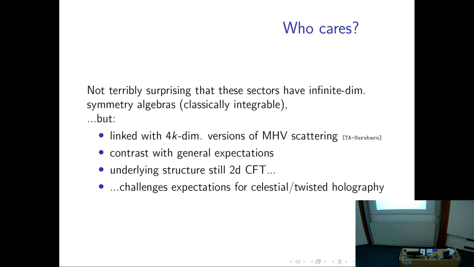It contrasts with general expectations from this celestial holography program, because the structure is still somehow a 2-dimensional CFT that's underlying it. And if there's anything I can try to impart for you to take away from this talk, it's the following: I think it asks some questions about what we're really doing in this celestial holography program. Are we really doing holography on the sphere of null directions, or are we trying to do some sort of holography for certain integrable subsectors of gauge theory and gravity that have a twistor correspondence, and then we're doing holography on these twistor spheres, where we always have this fibration over CP1?